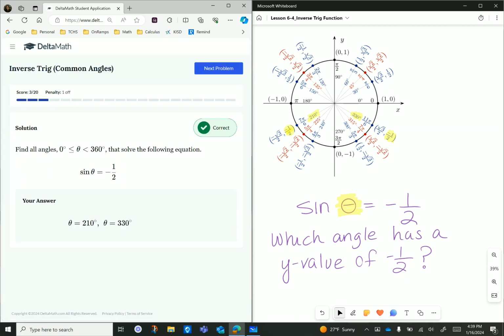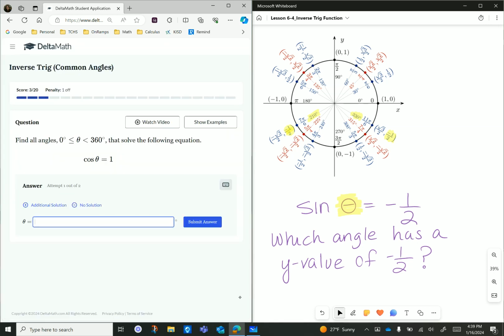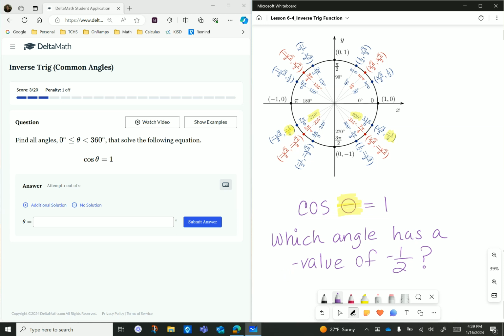Okay, let's try another one. Cosine theta. All right, so what's the question you will ask there? Cosine of theta has to equal a positive 1. So the question this time is, which angle has an x value of 1? Because cosine is x. So you see how the question just changes slightly.